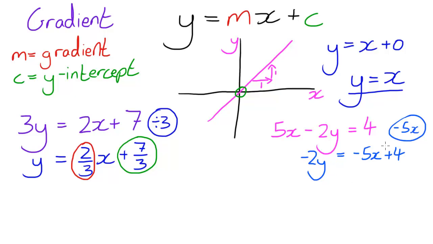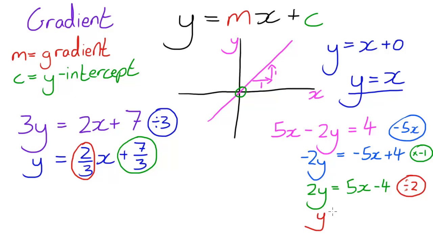Then I'm going to times everything by minus 1 so that I get this minus 2y into a plus 2y. So we're going to have plus 2y is equal to 5x minus 4. I should say as well, what we do on the left hand side, we also have to do on the right hand side. Otherwise we change the nature of the line into a different line, and we don't want to find the gradient of a different line. So the last step is I'm going to divide everything by 2, so I get a single y there.